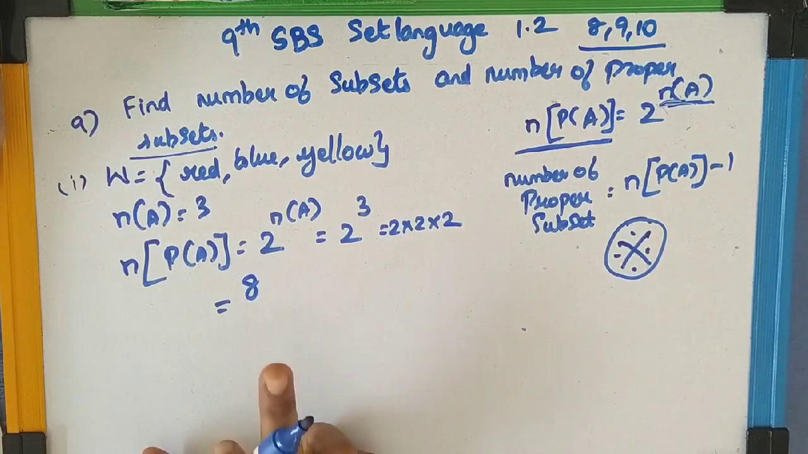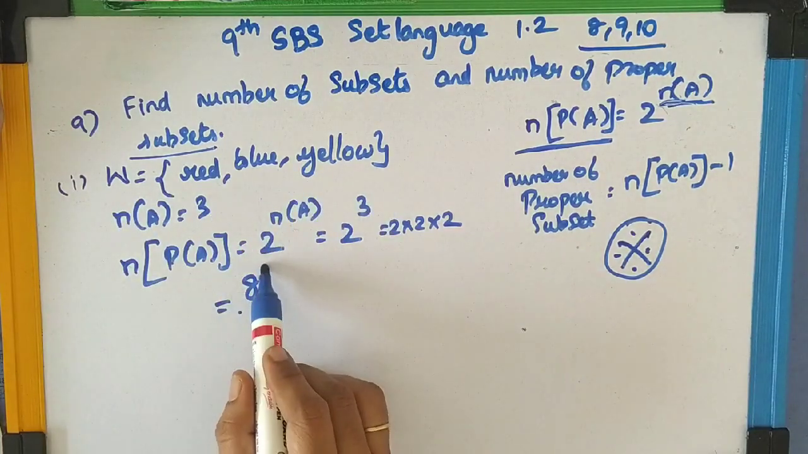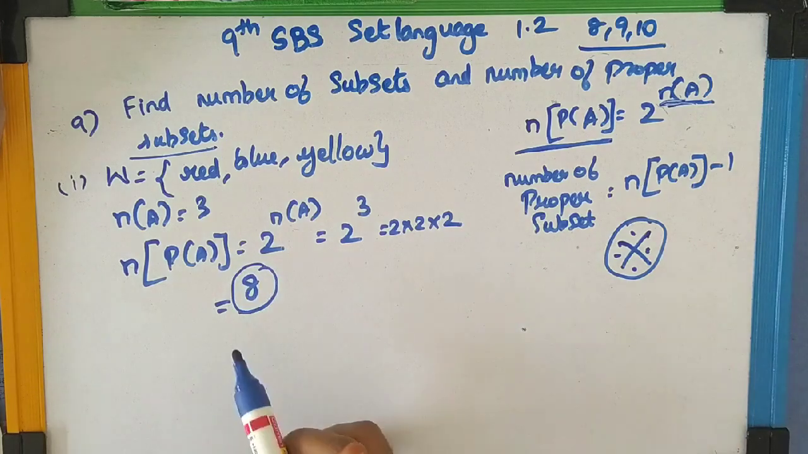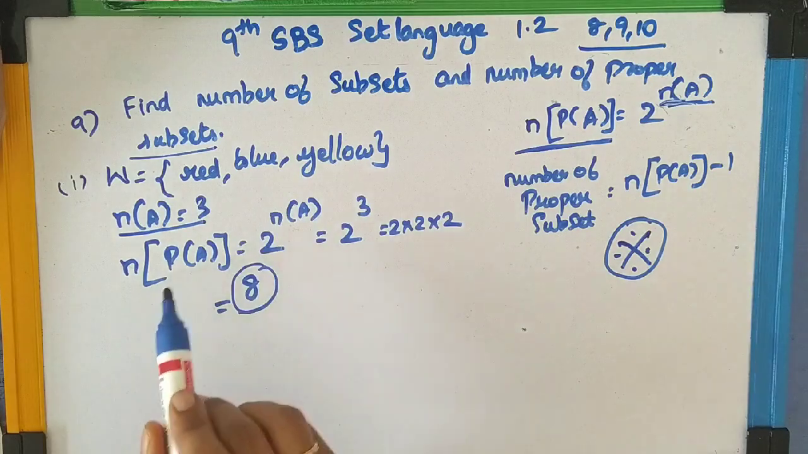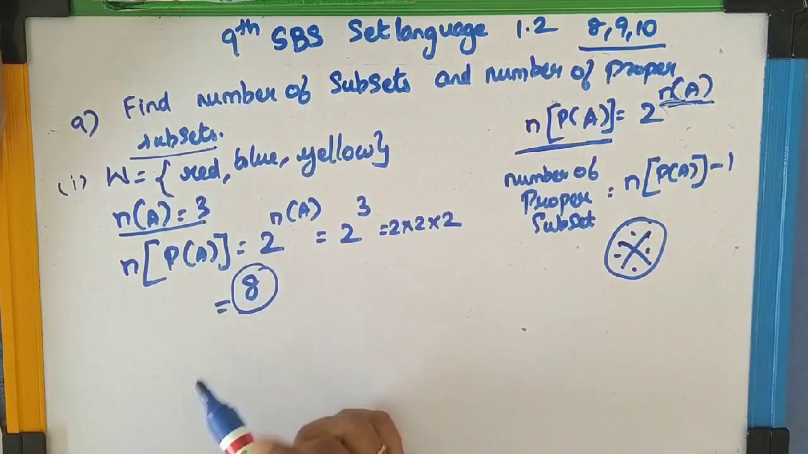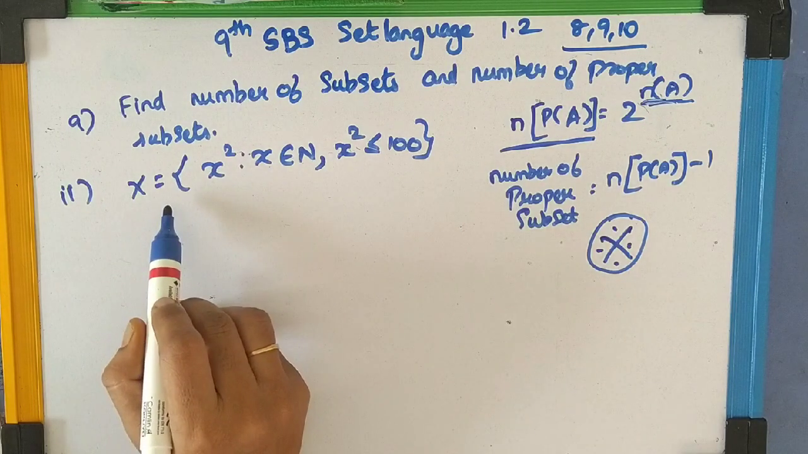Not only in this case, for any set with cardinal number 3, the number of subsets will be 8 and the number of proper subsets will be 8 minus 1, that is 7. Okay, the number of subsets will be 2 power 3 and the number of proper subsets will be 8 minus 1.